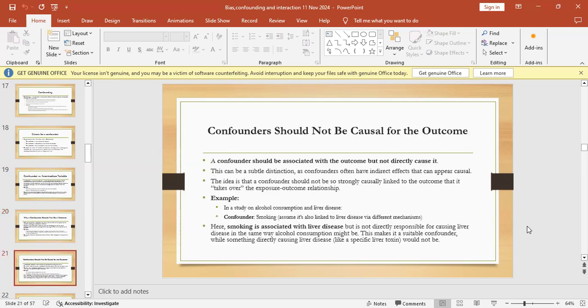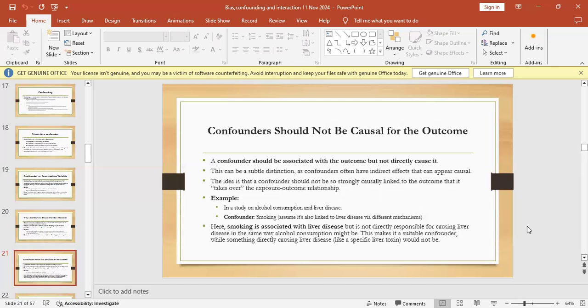Now, a confounder should not be causal for the outcome. A confounder should be associated with the outcome but not directly cause it. This can be a subtle distinction, as confounders often have indirect effects that can appear causal. The idea is that a confounder should not be so strongly causally linked to the outcome that it takes over the exposure-outcome relationship. For example, in a study of alcohol consumption and liver disease, smoking is a confounder. Assume it is also linked to liver disease via a different mechanism, not the same mechanism by which alcohol causes liver disease. Here, smoking is associated with liver disease but is not directly responsible for causing liver disease in the same way alcohol consumption might be.